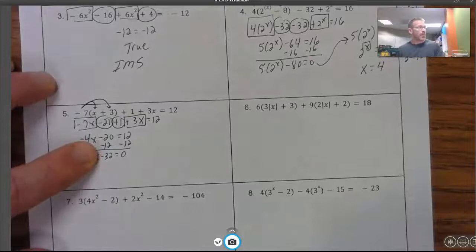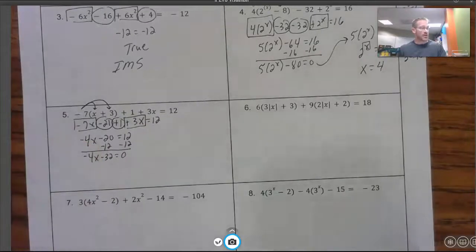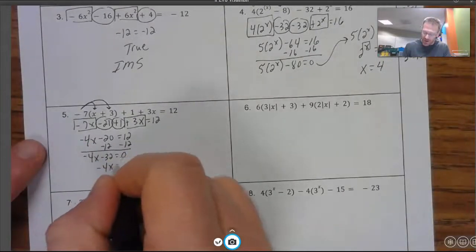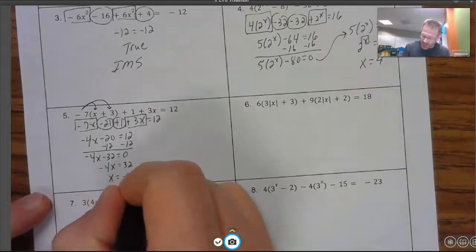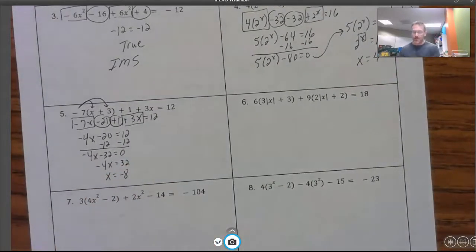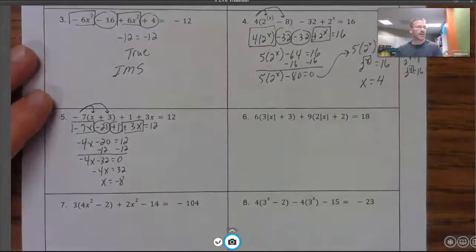All right. What minus 32 is 0? 32. So negative 4x equals 32. And then negative 4 times what is 32? And that answer would be negative 8. All right, so you can see that we're just working through the problem, right? As long as our variables stay in the problem, we just solve like normal. All right, let's try to do number 6 and get one more in here.